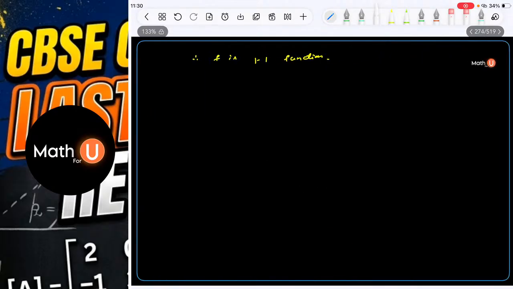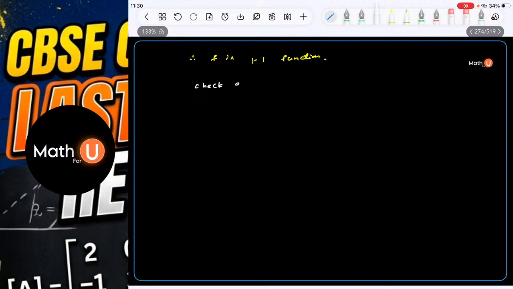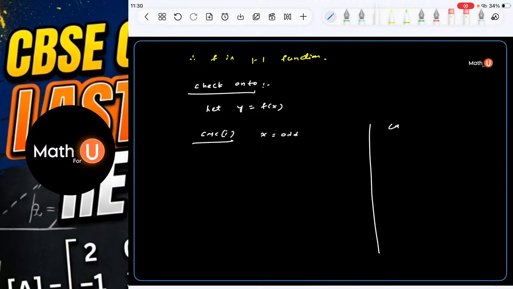Okay, after that, how to check onto, whether the function is onto or not. Let y is equal to f of x. Here also there are two cases. Case 1, x is odd, and case 2, x is even.